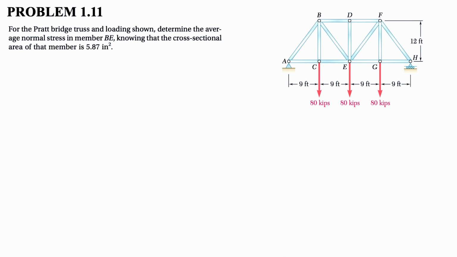So basically what we have here is the area of the member BE, which is 5.87 inches squared, and we are asked to find the average normal stress on BE. All we need to do is to find the force in BE and divide that by the area of BE. We already have the area, and all we need to do is to find the force in member BE. So looking at the truss, we'll see that we have some unknowns.